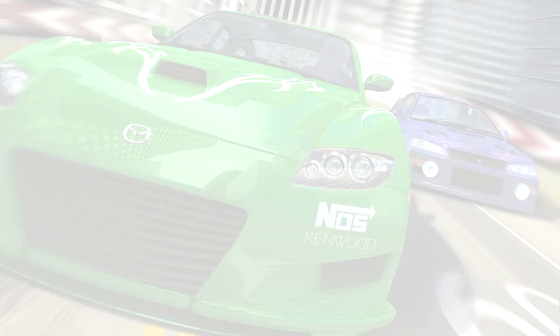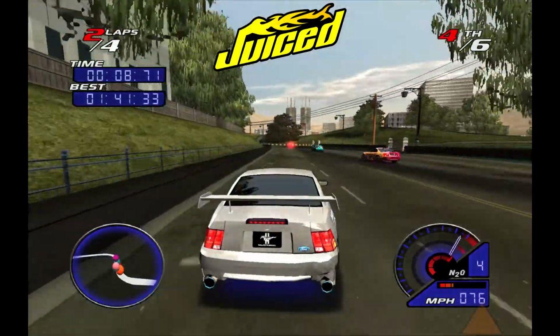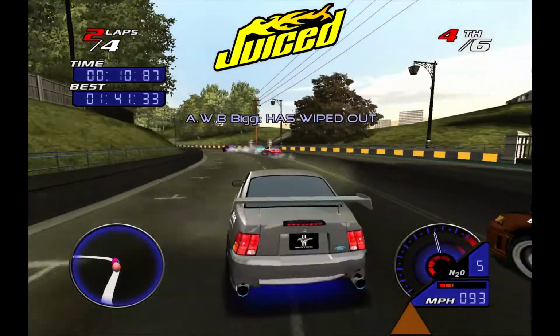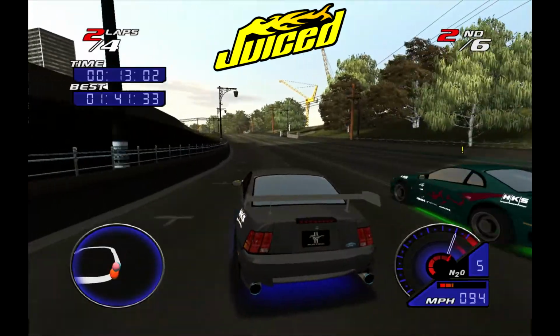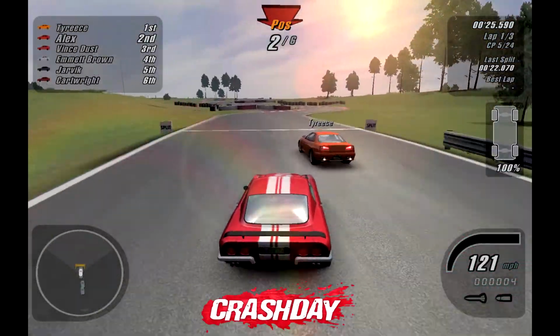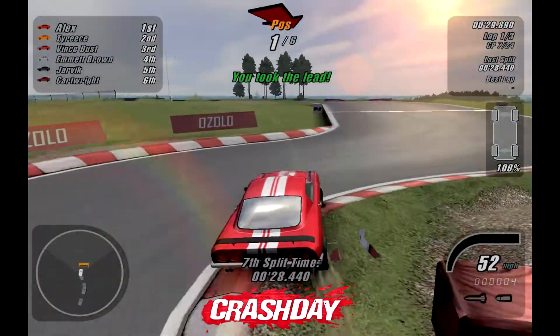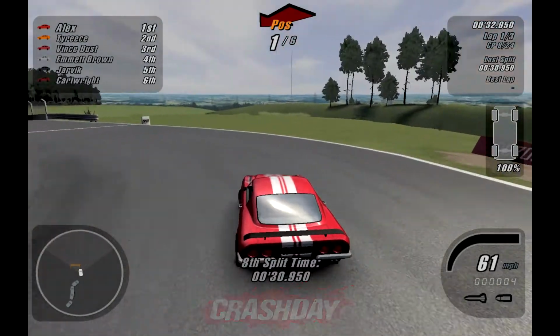There is also a lesser known aspect ratio that isn't 16:9, but was still considered widescreen, 16:10. Juiced and Crash Day have widescreen support for 16:10, but not for 16:9. This is definitely better than having no widescreen support at all, but can still cause a bit of stretching on 16:9 displays, as there is still black space on both sides.